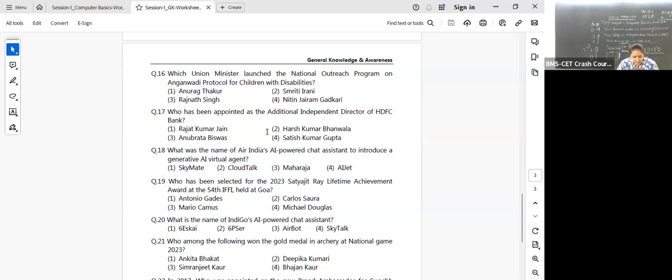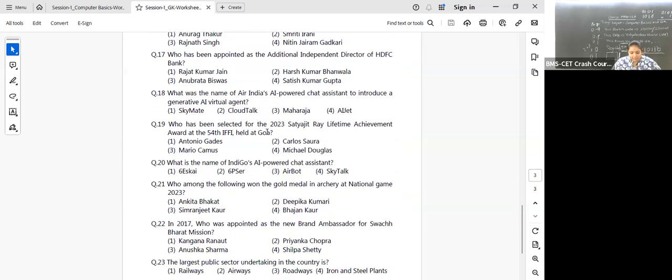Next one. Who has been selected for the 2023 Satyajit Ray Lifetime Achievement Award at the 54th IFFI held at Goa? Any option? Yes. Option number 4, Michael Douglas. Next one, what is the name of Indigo's AI-powered chat assistant? And that is the option A. Yes. 6ESKAR. Next one, who among the following won the gold medal in archery at National Game 2023? Anybody?